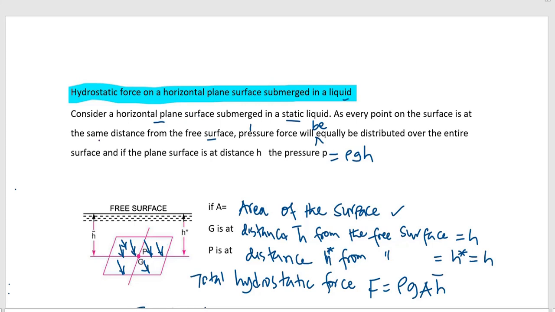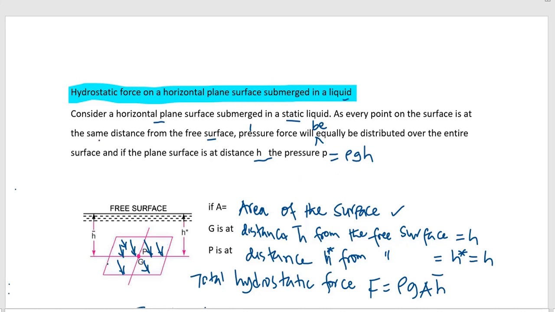Today we discuss the hydrostatic force on a horizontal plane surface submerged in a liquid. Let us consider a horizontal plane surface submerged in a static liquid, and as every point on the surface is at the same distance from the free liquid surface, the pressure force will be equally distributed over the entire surface, and if the plane is at a distance h, pressure P according to the hydrostatics law is equal to rho g h.